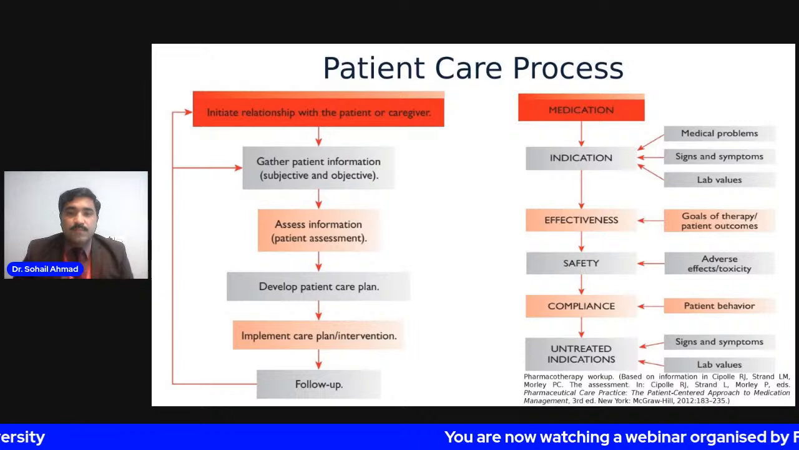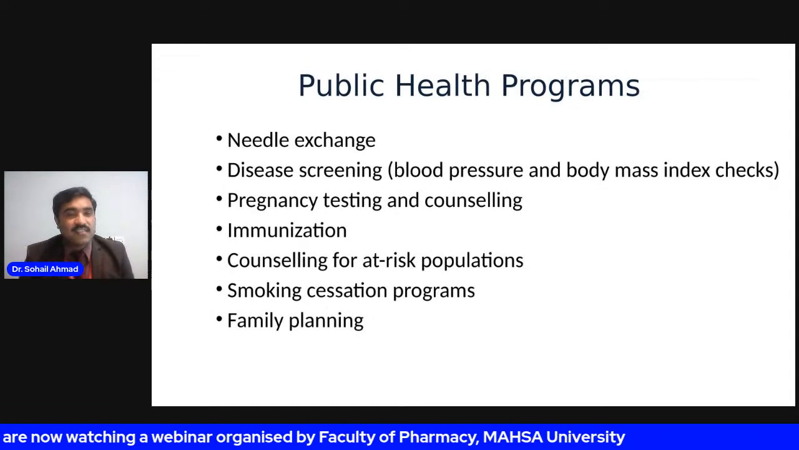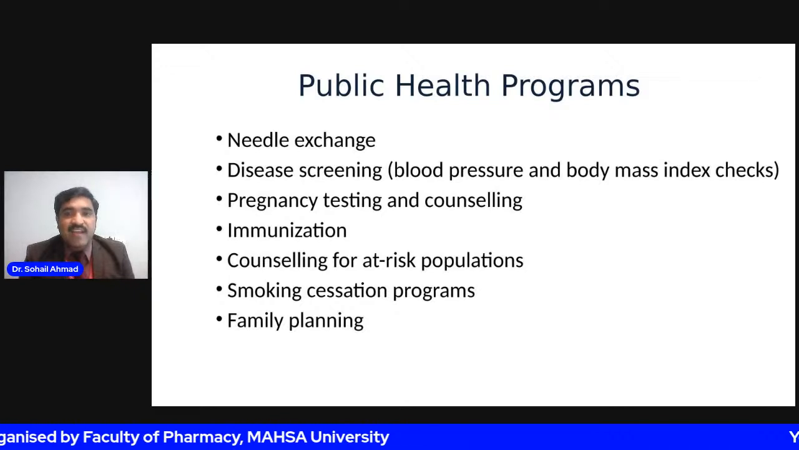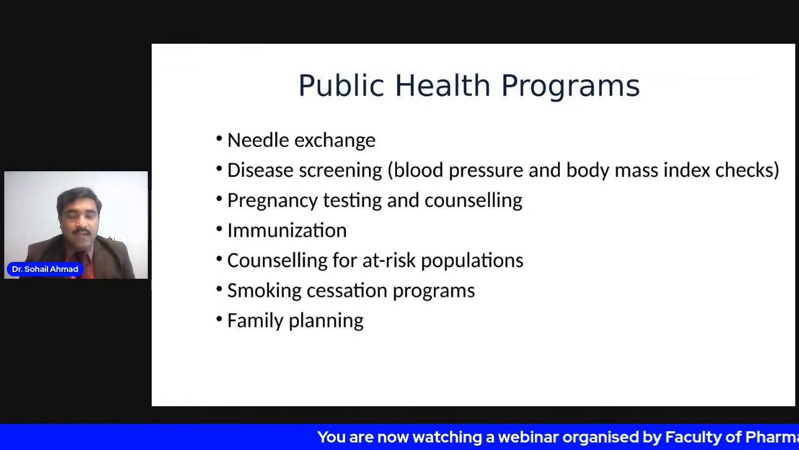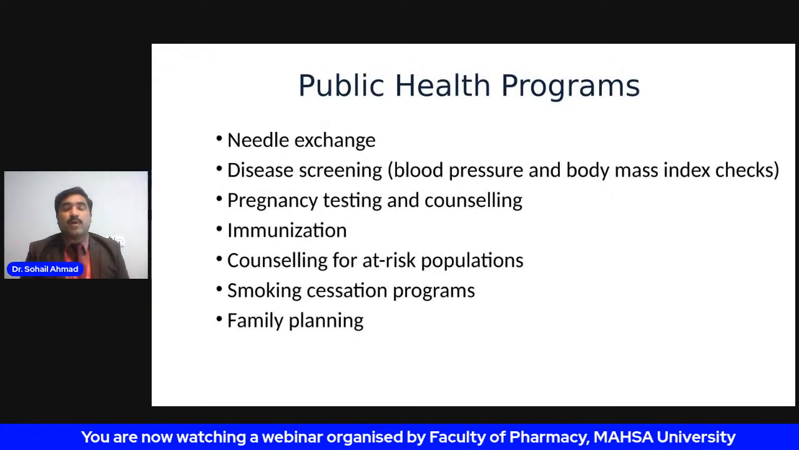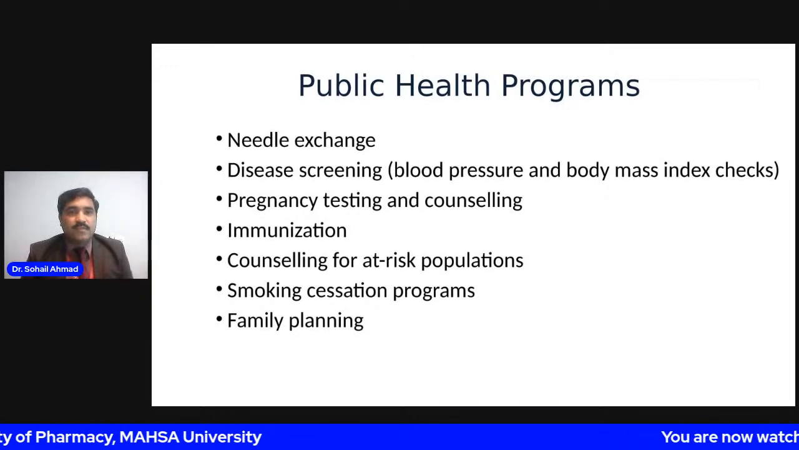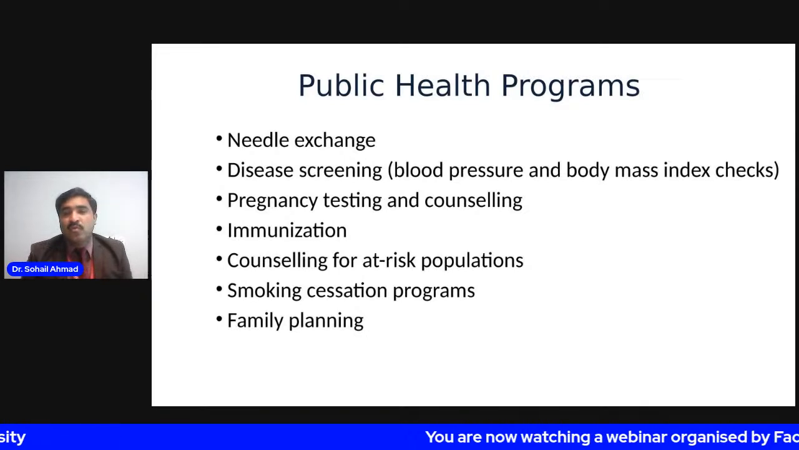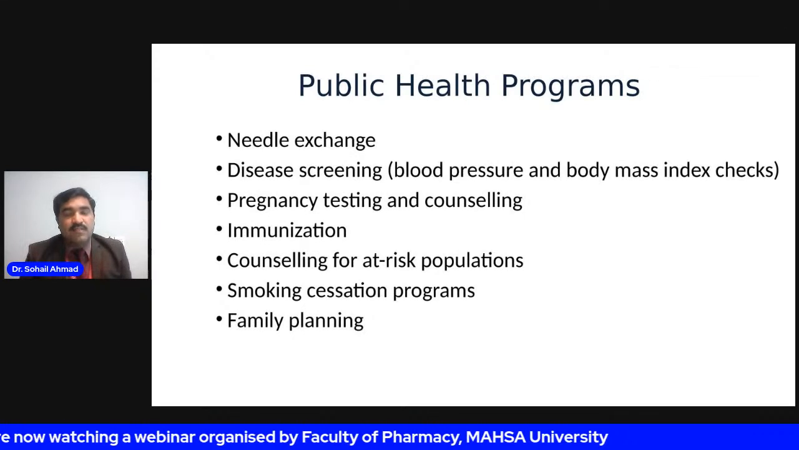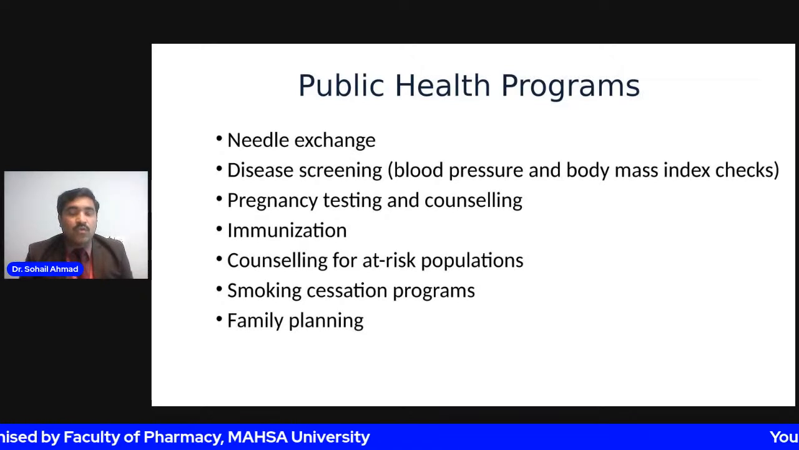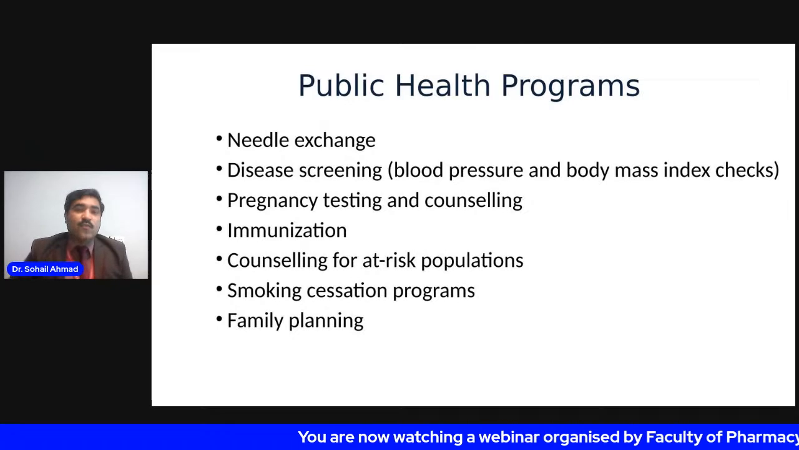All right, so moving further, pharmacists can also be engaged in public health programs, for instance, needle exchange program, disease screening, pregnancy testing and counseling, immunization. In certain countries, the pharmacists are the main player in the immunization drive. Counseling for at-risk population. So at-risk population usually includes patients who are at the extremes of age groups, geriatrics, pediatrics, even pregnant women, lactating mothers, patients with end organ disease, or even patients having immunocompromised status. Then pharmacists contribute to smoking cessation programs as well as family planning.